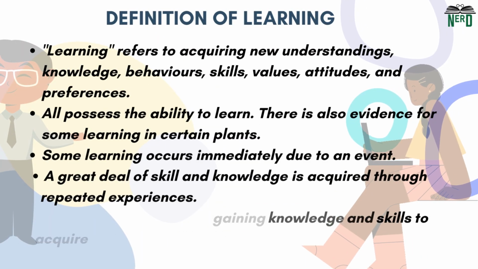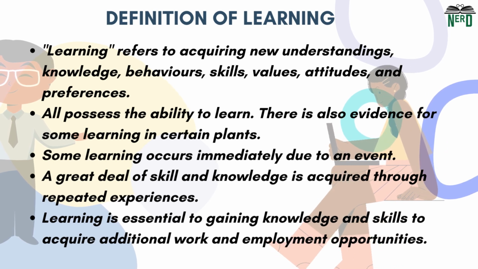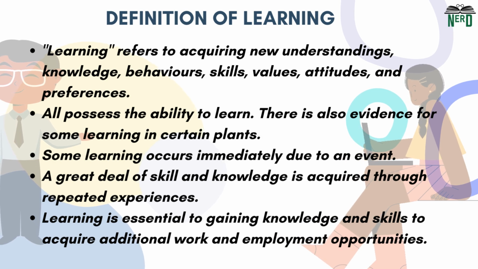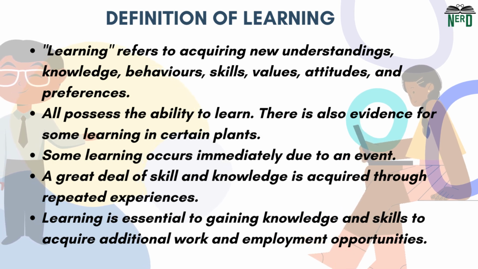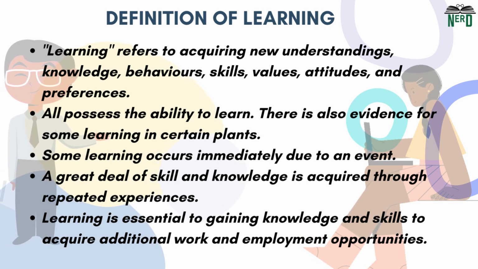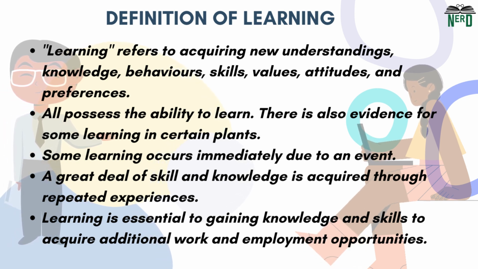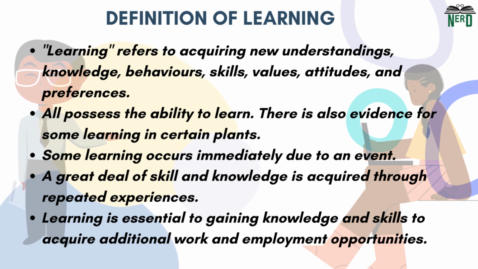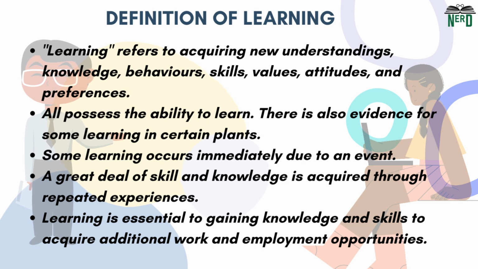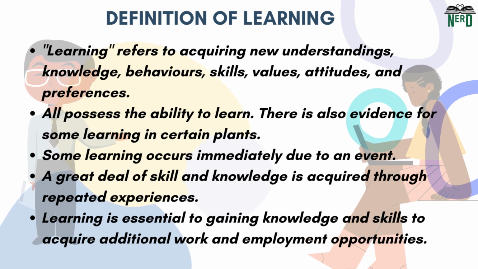Learning refers to acquiring new understandings, knowledge, behaviors, skills, values, attitudes, and preferences. Everything in the world possesses the ability to learn, even if it's animals, humans, and machines. There is also evidence for some learning in certain plants. Some learning occurs immediately due to an event, for example, being burned by a hot stove. But sometimes, a great deal of skill and knowledge is acquired through repeated experiences.